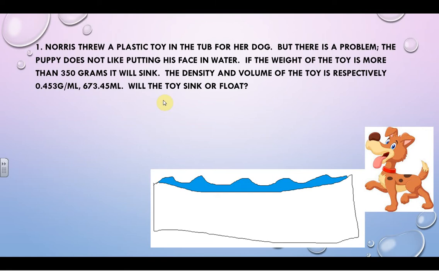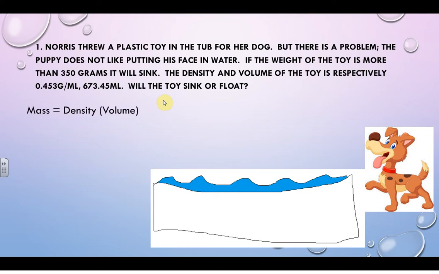Norris threw a plastic toy in the tub for her dog, but there's a problem. Puppy doesn't like putting his face in the water. If the weight of the toy is more than 350 grams, it's going to sink. So the density of the toy is 453 thousandths grams per milliliter, and the volume is 673 and 45 hundredths milliliters. Is it going to sink or float?